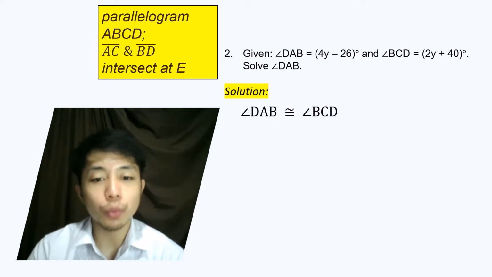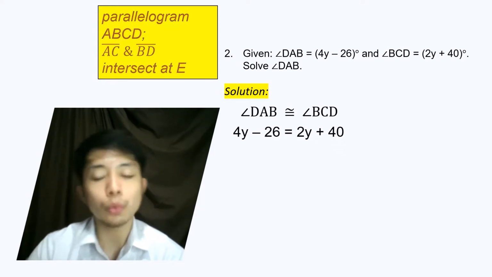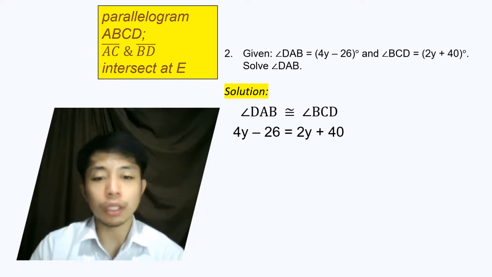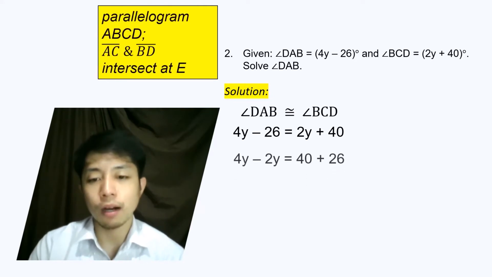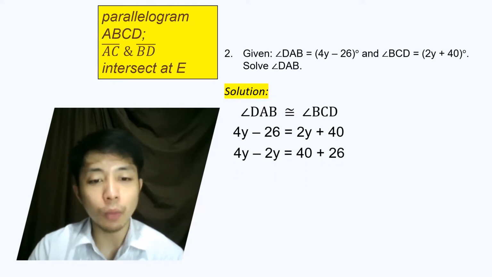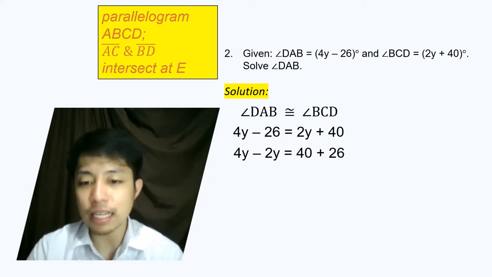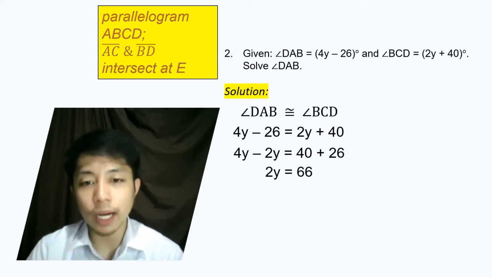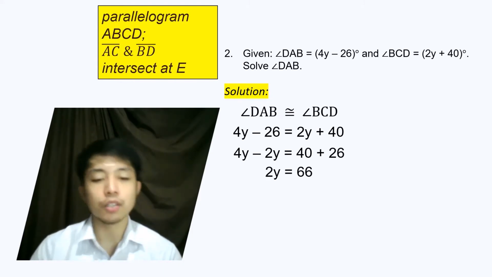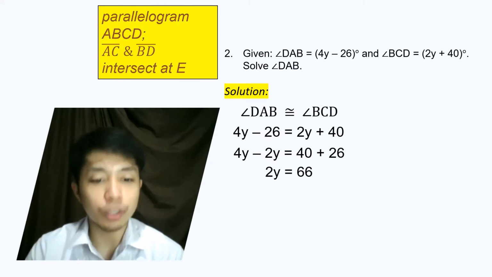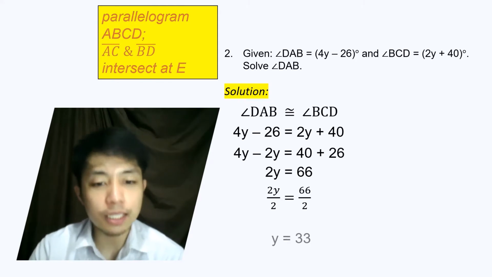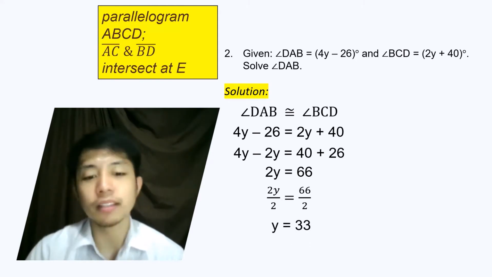4y minus 26 is equal to 2y plus 40. Next, do simple algebra. You can use transposition method or addition or subtraction property of equality. Those are simple algebraic techniques you could use to continue the solution. Then we get 2y equals 66. So we need to isolate y. So divide both sides by 2 so that y will be isolated. Now the answer is y equals 33. And we are not done yet.